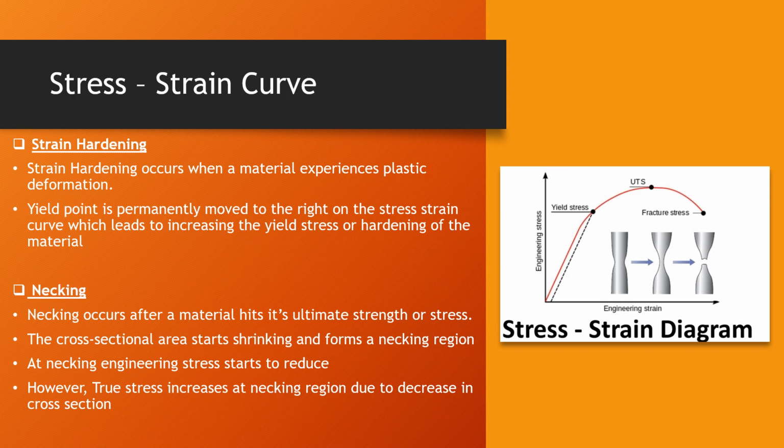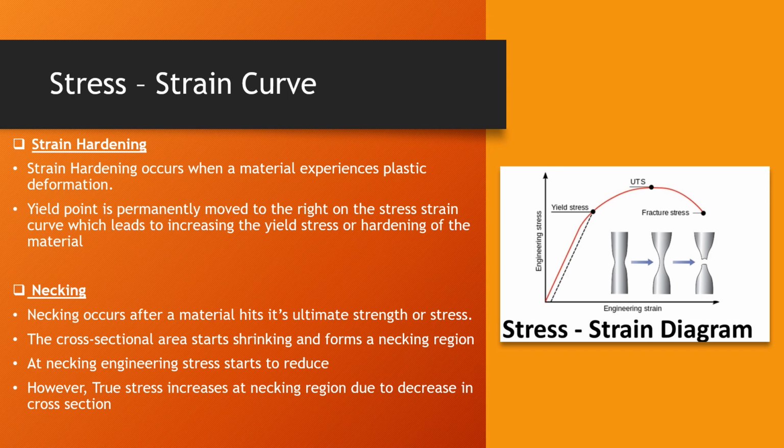Now another interesting thing for ductile material on the stress strain curve is necking. Necking is basically a reduction in cross-sectional area. It occurs after you cross the ultimate tensile strength on the stress strain curve. So once you cross that point, you start seeing the cross-section of the material shrinking drastically, and at some point it would fail.